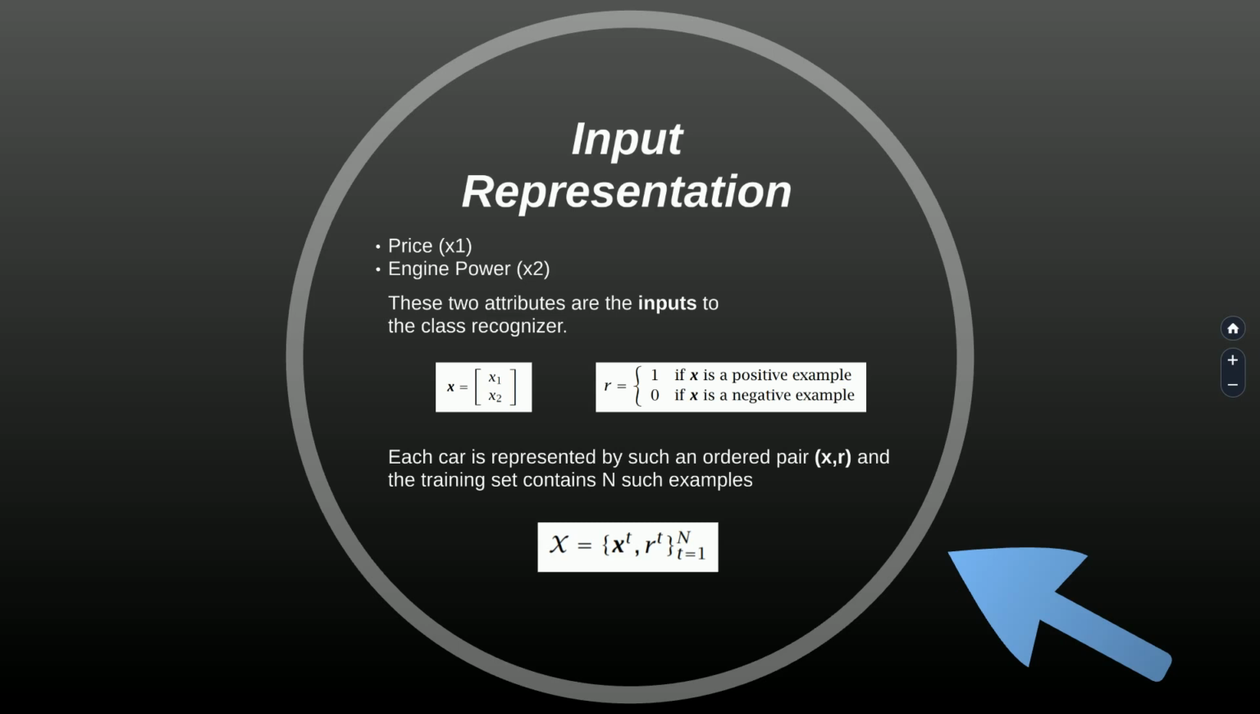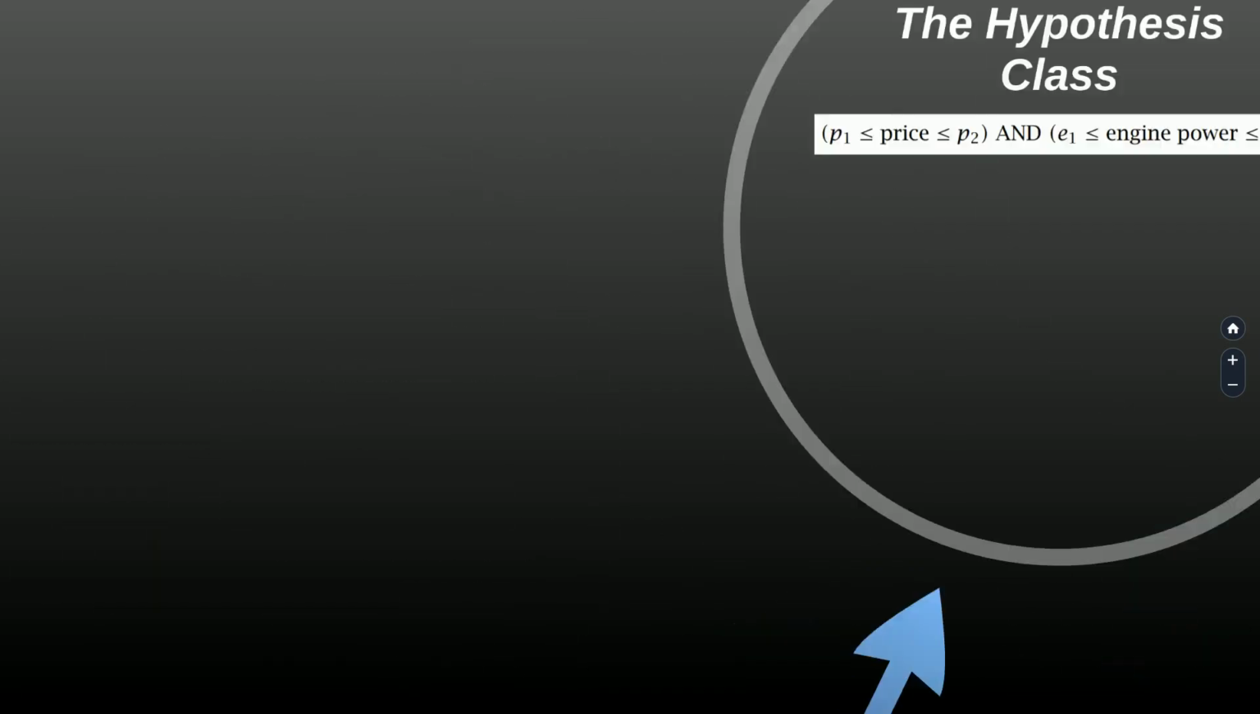So again, x here is a vector and it contains both x1 and x2, and then r is going to designate 1 or 0 depending on a positive example or a negative example. So this is our input representation. From here we can move on to the development of a hypothesis class.